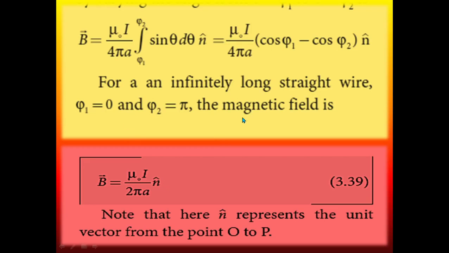So this is the term we obtained, B vector is equal to μ₀I divided by 2πa n cap. Note that here n cap represents the unit vector from the point O.